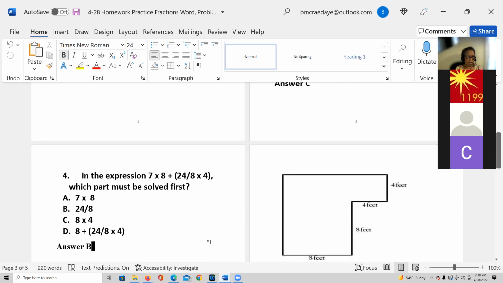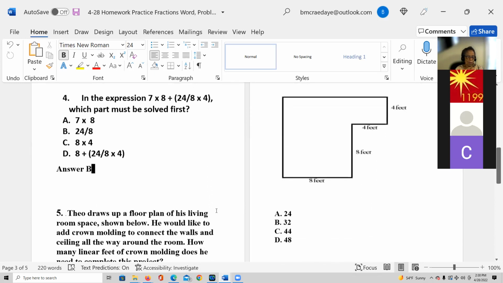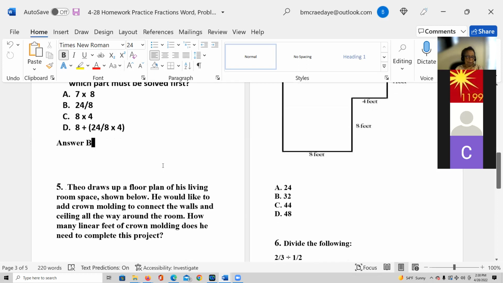What happened to Mercedes? Okay, she's retired now. Yeah, she works, but she was off, I think.